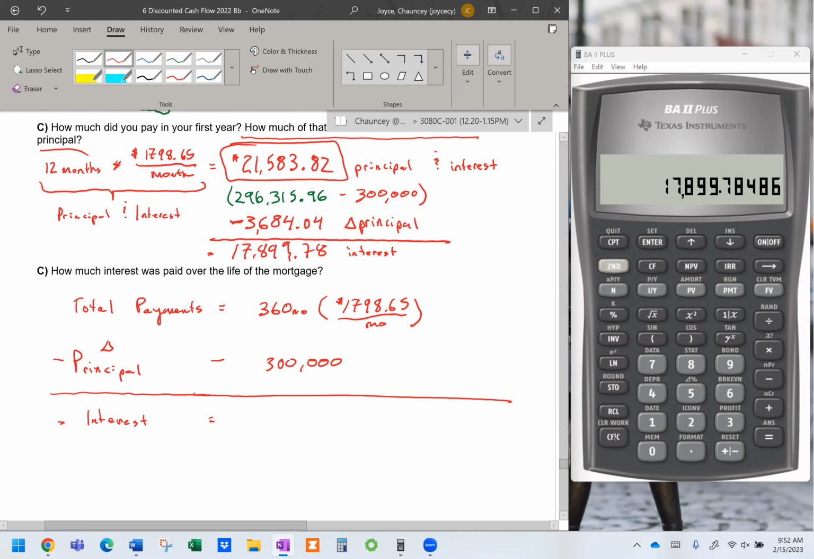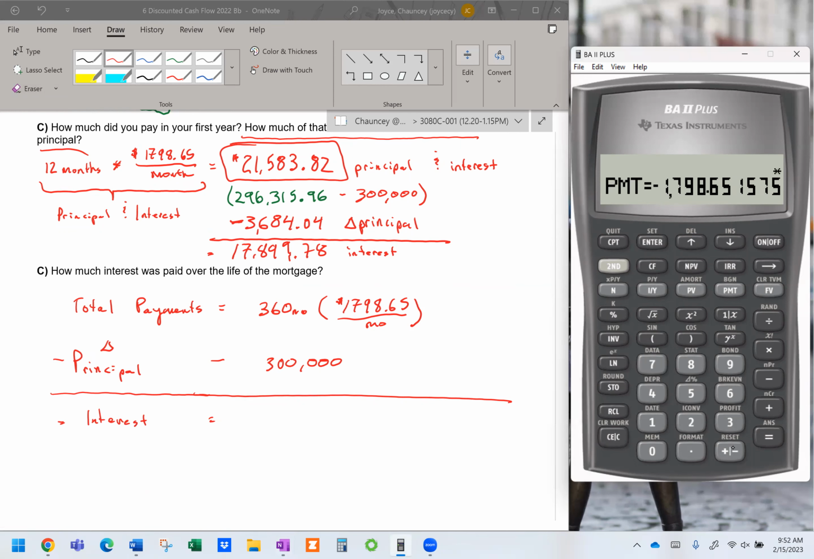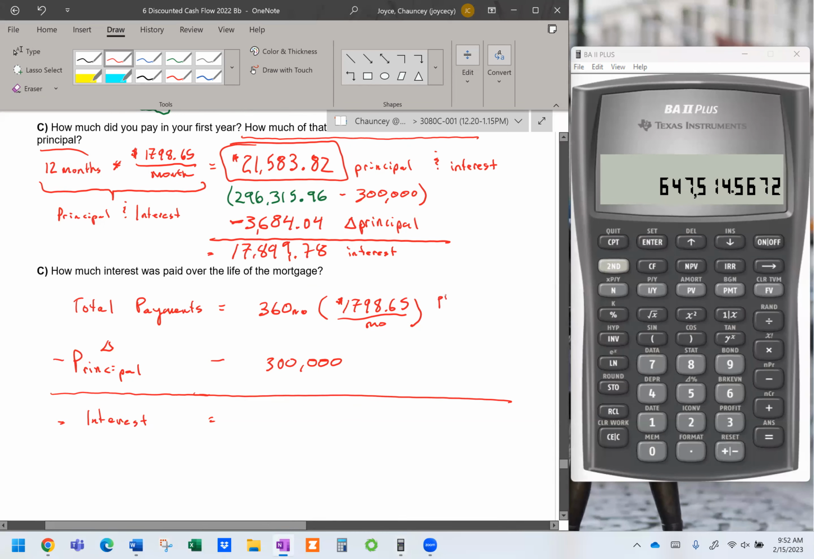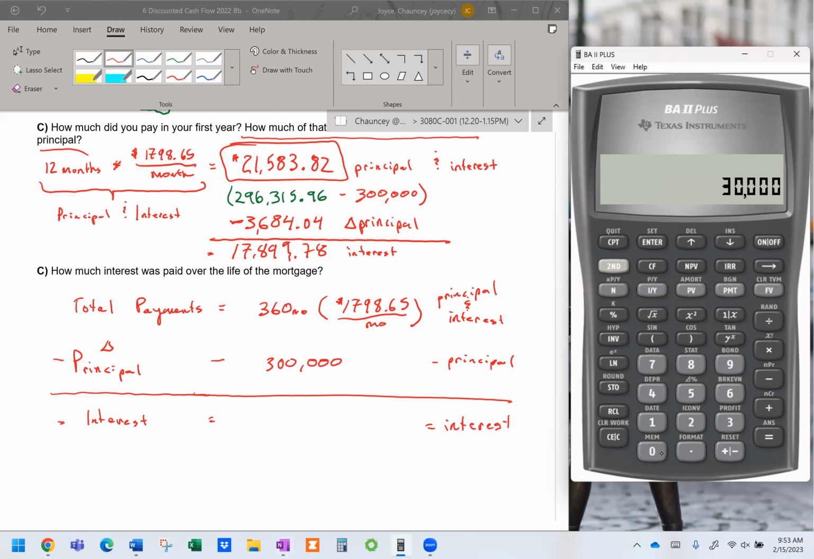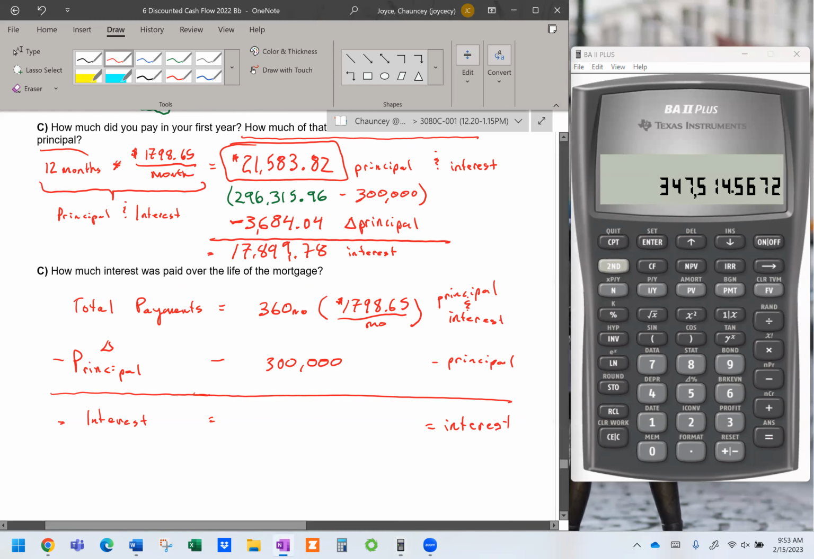All right, so here we go. Let's compute that, get that payment back, drop to negative times 360. This is your total principal and interest. This is principal and interest minus your principal. You're left with interest minus your 300,000, which is 347,000 by 14.50.